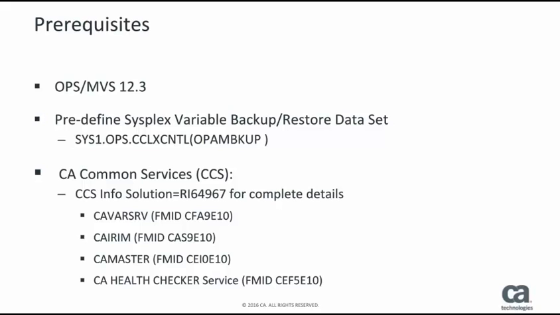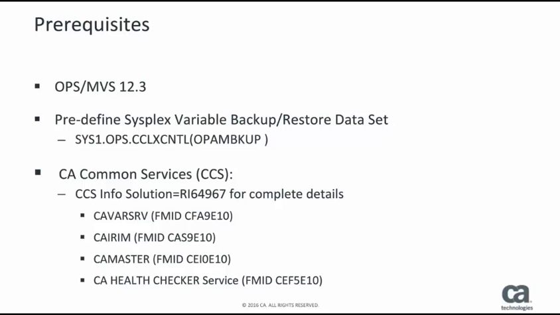CA OPS/MVS Release 12.3 must be installed on each system that will participate in sharing the VCM control file that contains Sysplex variables retained across Sysplex shutdown startup IPLs. Define the shared VCM dataset using JCL located in the OPAMBKUP member of the SYS1.OPS.CCLXCNTL control dataset.